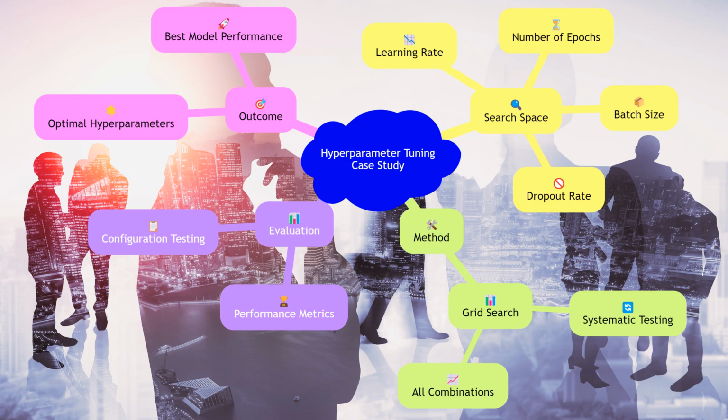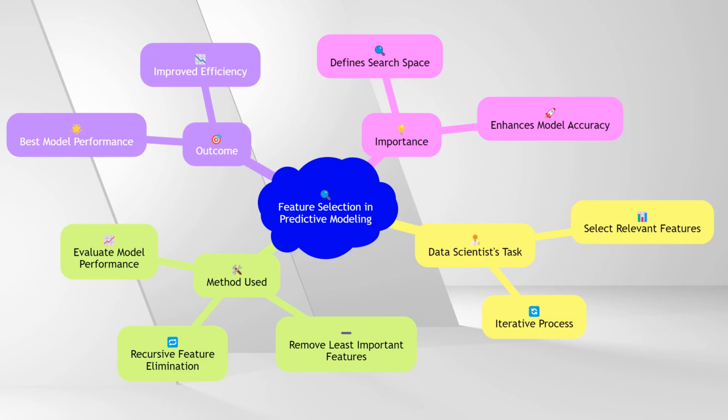This case study illustrates the importance of defining and exploring the search space to achieve optimal model performance. In another case study, a data scientist is tasked with selecting the most relevant features for a predictive model. The search space includes various combinations of features from the dataset. By using recursive feature elimination, the data scientist iteratively removes the least important features and evaluates the model performance. Through this process, the data scientist identifies the subset of features that result in the best model performance. This case study highlights the importance of feature selection in defining the search space and improving model performance.